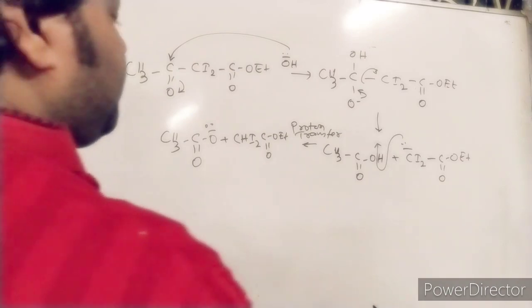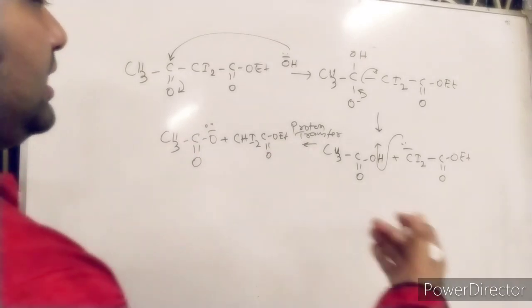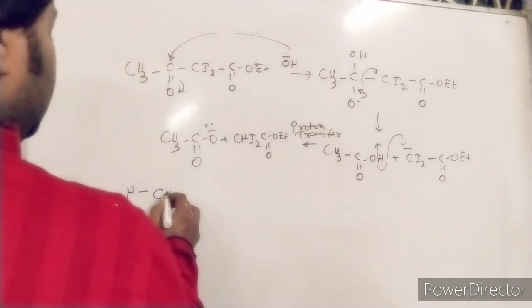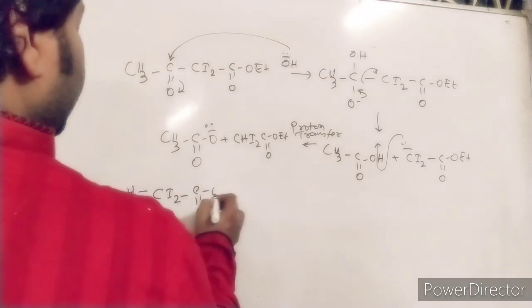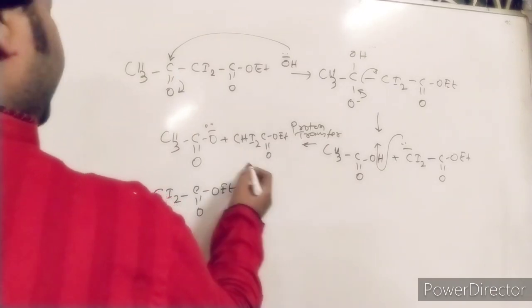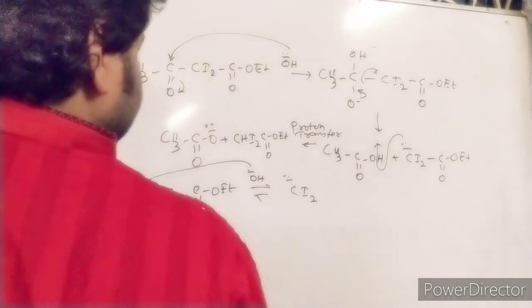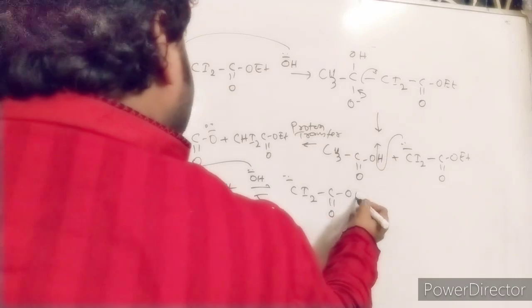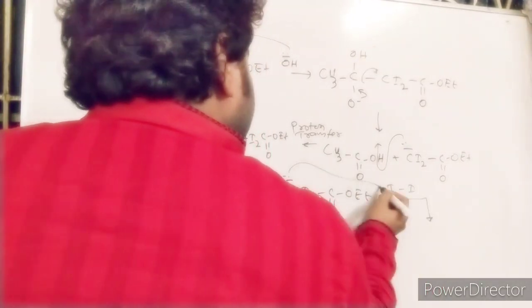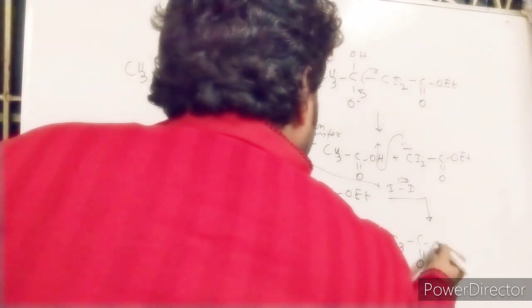Okay. So what are we supposed to do now? This time we are having this CHI2COOET. This is comparatively acidic. So as in the earlier case, we will remove this H plus, which will generate CI2 minus COOET, which will then be attacked by the iodine, and that will give me CI3COOET.